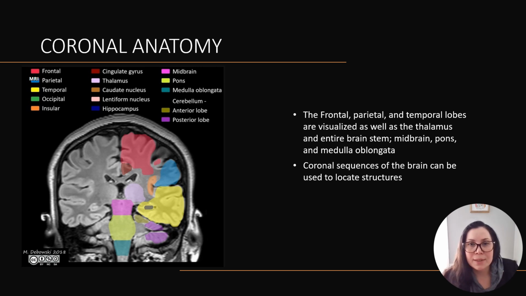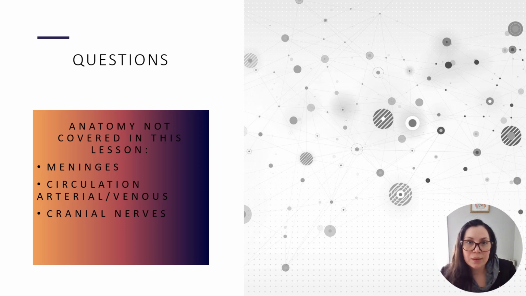Some are dynamic images just through pituitary. When cranial nerves are the goal, thin slices are obtained through the auditory nerves or optic nerves. Some of the anatomy not covered in this lesson are the meninges, circulation, like arterial and venous structures, and the 12 cranial nerves. This is just a basic snapshot of the cross-sectional anatomy of the brain.